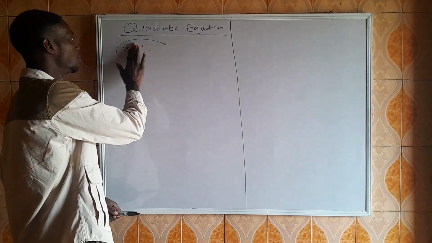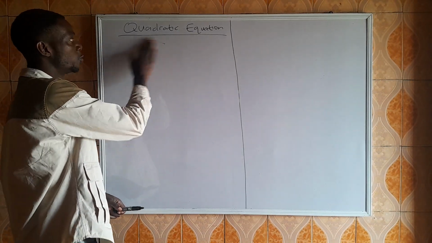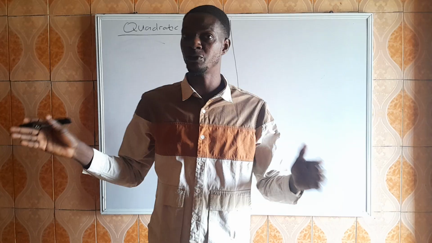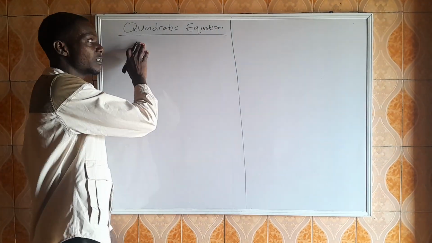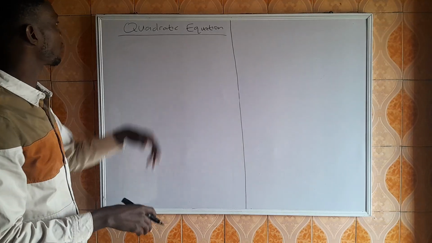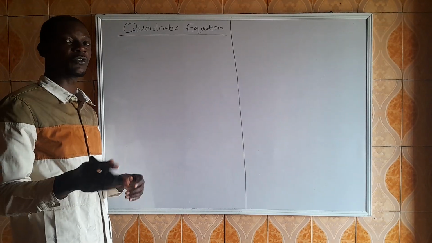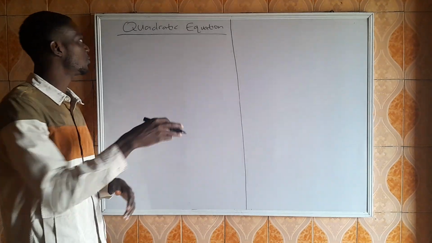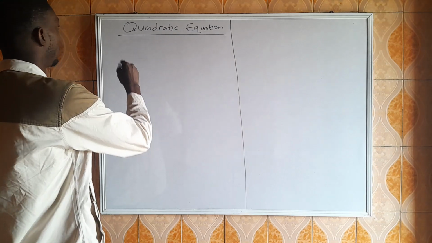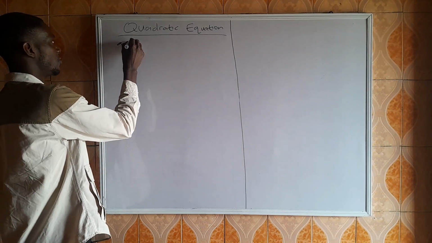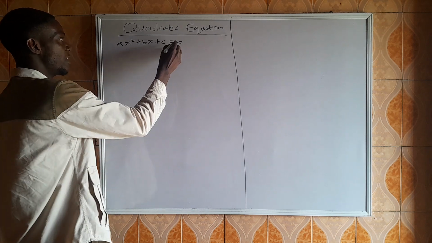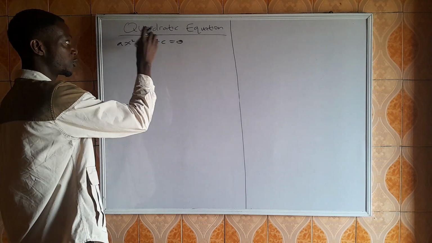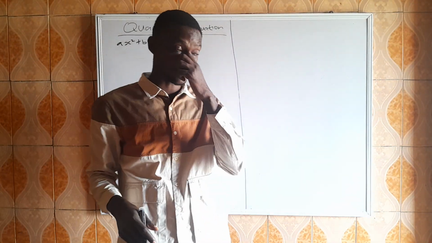Now the next thing we want to talk about is the formula method, like using the formula method to solve a quadratic equation. The first thing we need to do under that is to derive the formula. To derive it, we start with the expression ax squared plus bx plus c equals 0. This is the general expression for a quadratic equation.